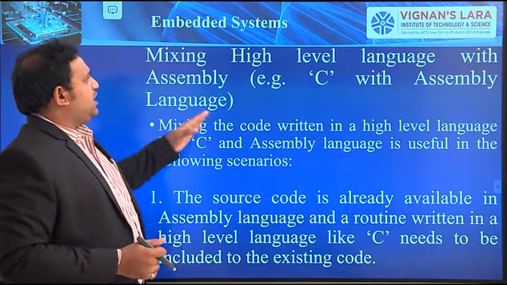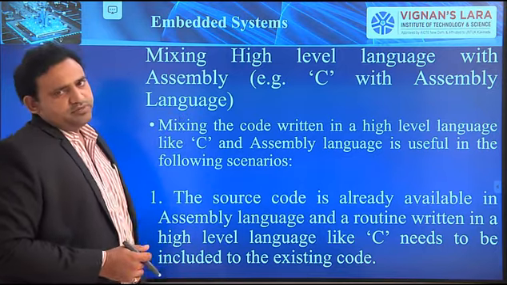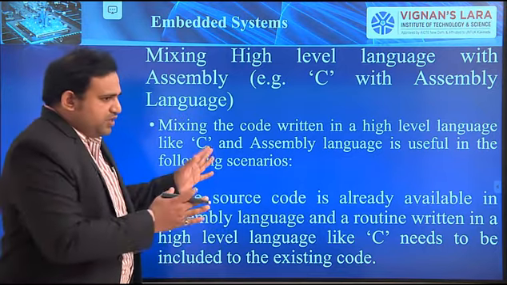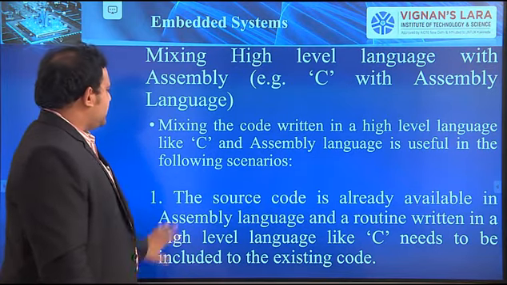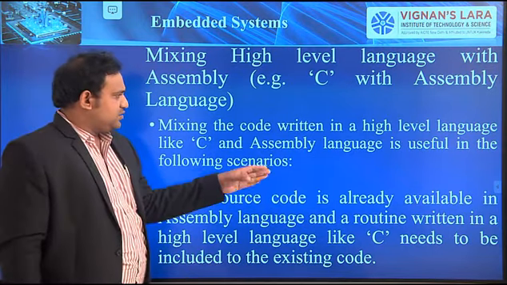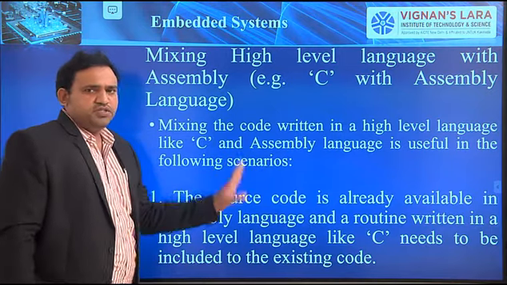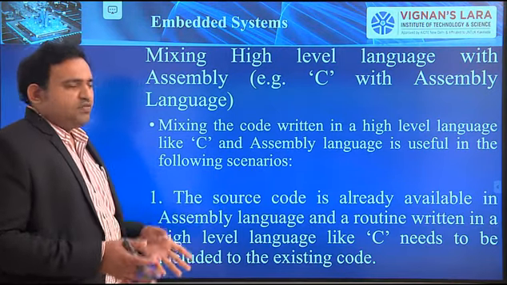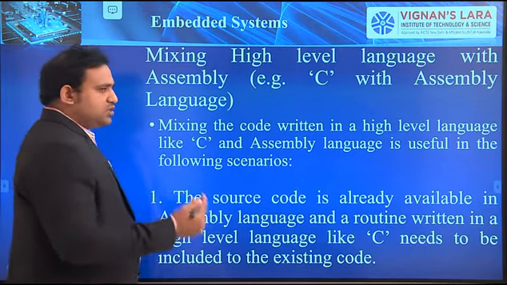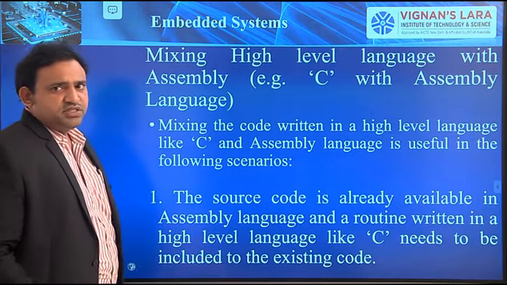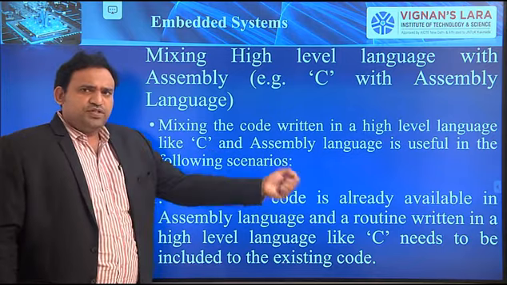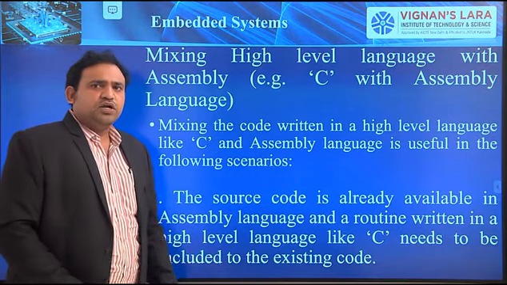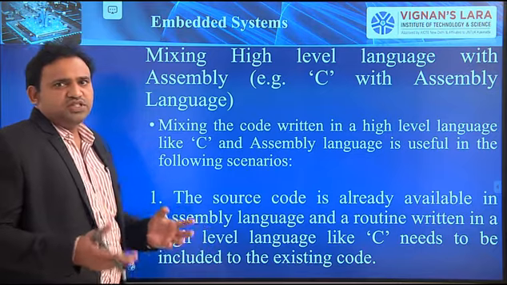Next, mixing high level language with assembly. The code is in assembly, and we are including some high level language. Mixing the code written in high level language like C and assembly language is useful in the following scenarios. There are three conditions where we are going to mix some high level language with some assembly level language. So what are those situations, or what are the scenarios?